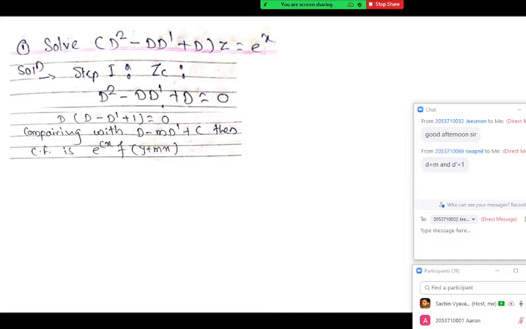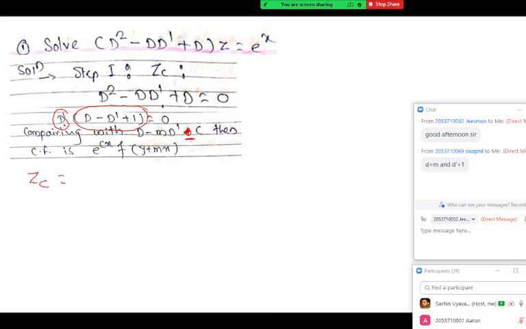But I have a mistake here. Comparing this with D minus mD dash minus c, there should be a minus c. This is not plus. Minus c, then the CF is e raised to cx f of y plus mx. So can you tell me what should be Zc then, with respect to the first factor and with respect to the second factor? Yes, what should be Zc?